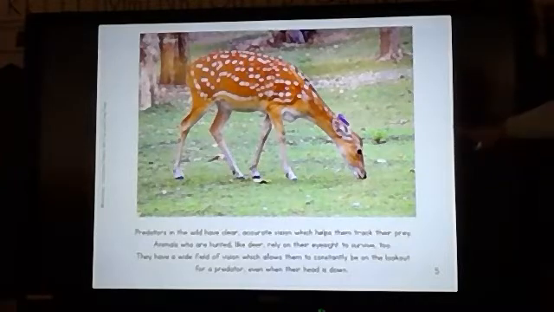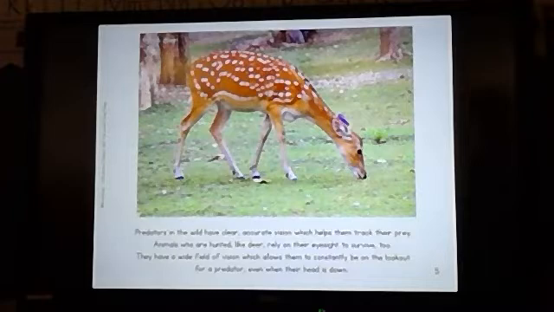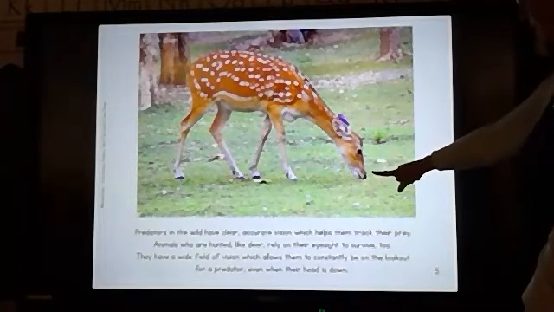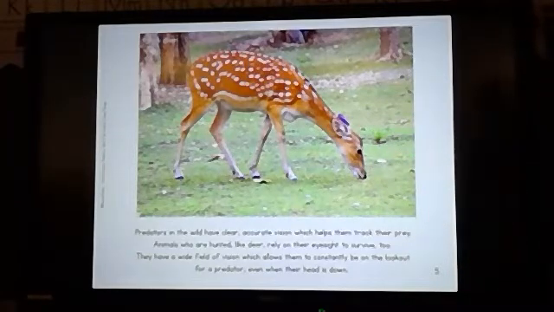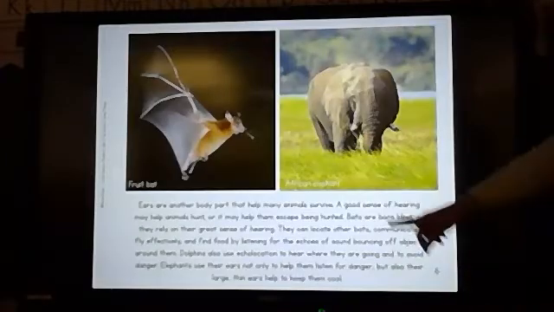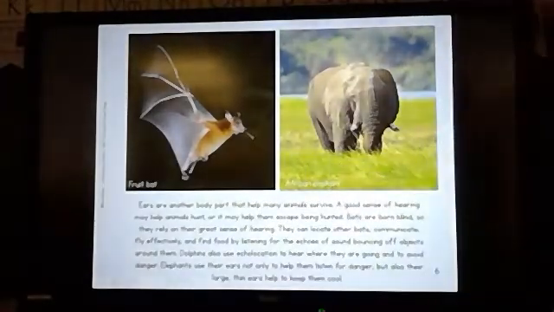This is a fallow deer. Animals who are hunted, like deer, rely on their eyesight to survive too. They have a wide field of vision, which allows them to constantly be on the lookout for a predator, even when their heads are down. So even though his or her head is down, his vision allows him to know when there is a predator nearby. We have a fruit bat and an African elephant.